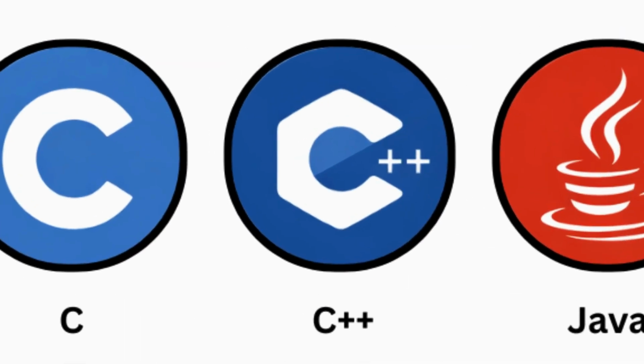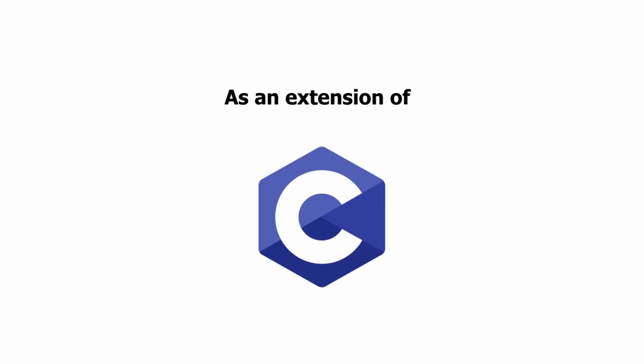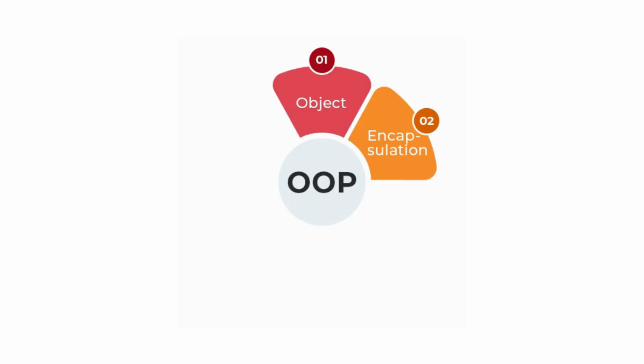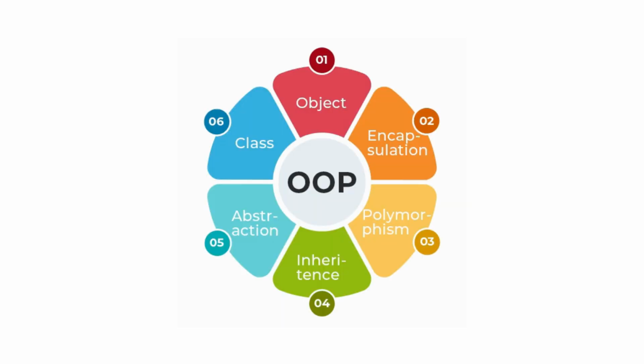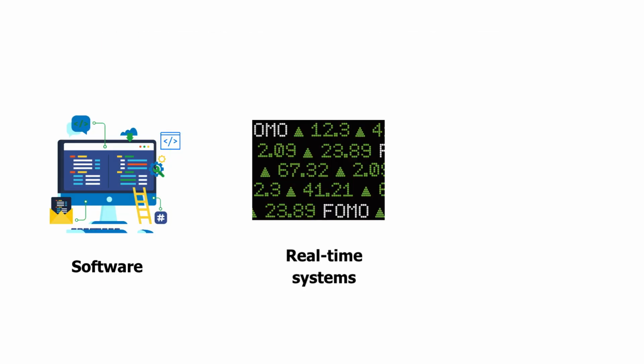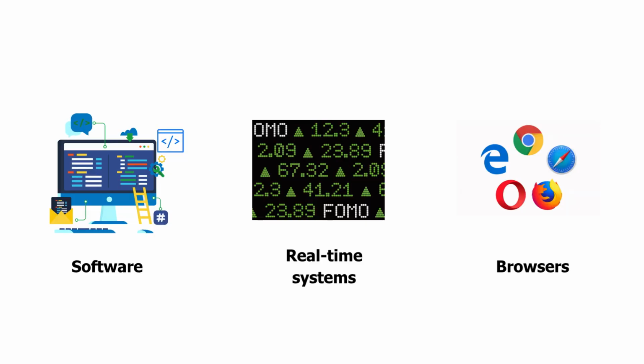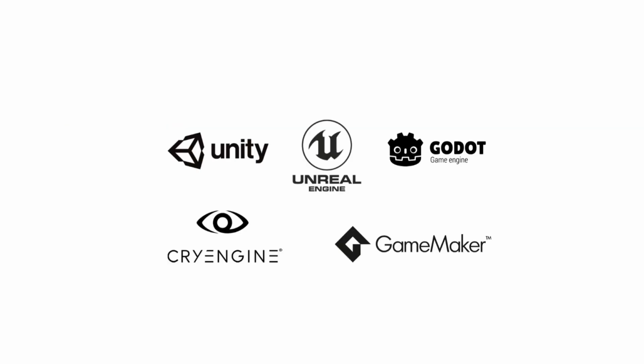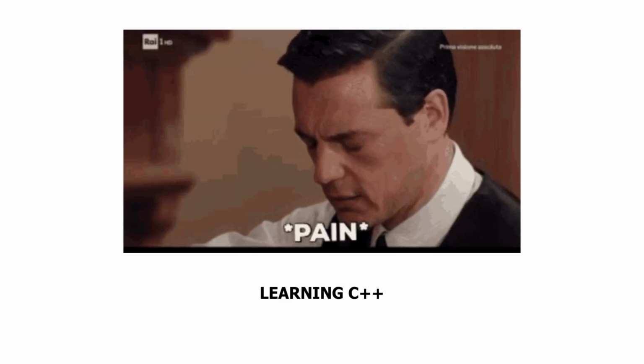C++ was developed in the 1980s by Bjarne Stroustrup as an extension of the C programming language. It adds features like object-oriented programming and more advanced abstractions. C++ is widely used in game development, high-performance software, real-time systems, and browsers. Many game engines and financial systems rely on C++ because of its speed. However, the language is very complex and can be difficult to master.